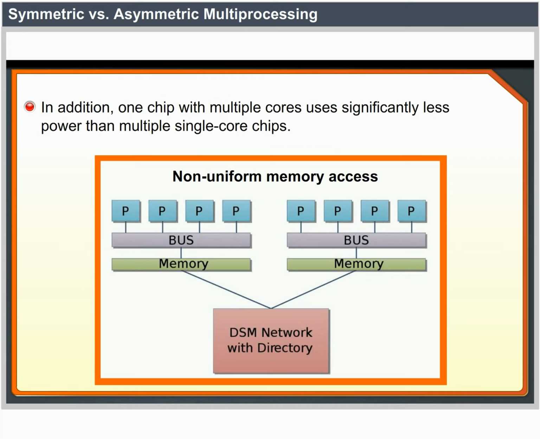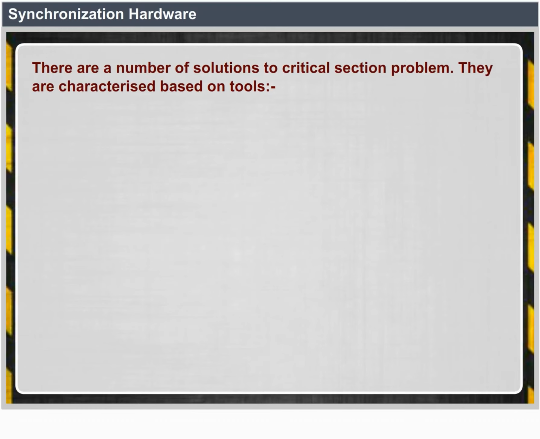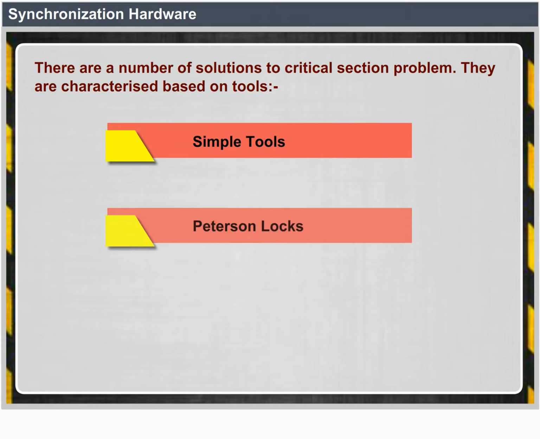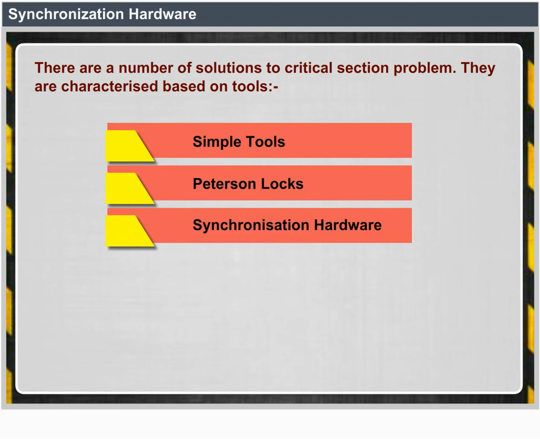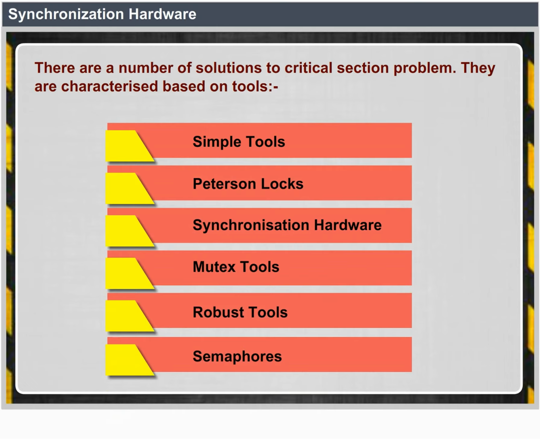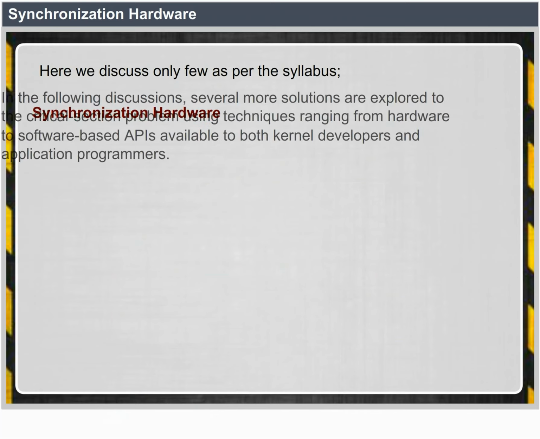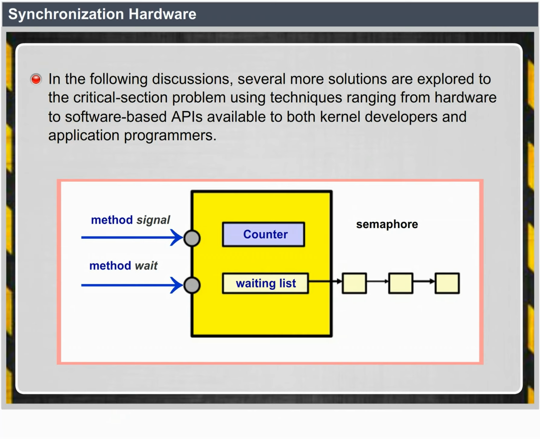Synchronization hardware. There are a number of solutions to the critical section problem. They are characterized based on tools. Simple tools: Peterson locks, synchronization hardware, mutex tools, robust tools, semaphores. Here we discuss only a few as per the syllabus. In the following discussions, we explore several more solutions to the critical section problem using techniques ranging from hardware to software-based APIs available to both kernel developers and application programmers.